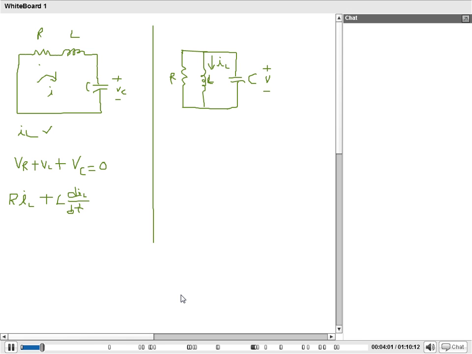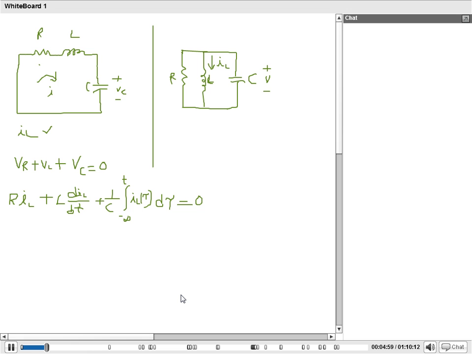I is equal to C into dV by dt. That is I, that is nothing but IL. The current flowing through the capacitor, I am considering as IL, since all are connected in series, so IL is equal to IC. So IL is equal to C into dVc by dt. So from this I have to write VC. So VC is equal to 1 by C integral from minus infinity to t of IL of tau d tau, where tau is the dummy variable, is equal to 0.